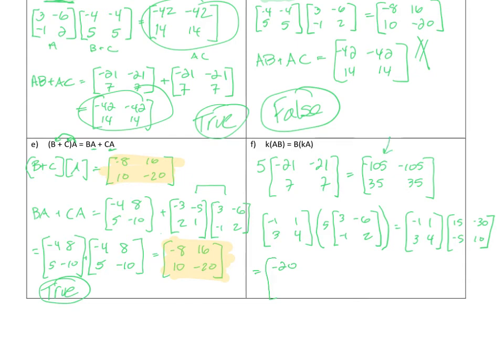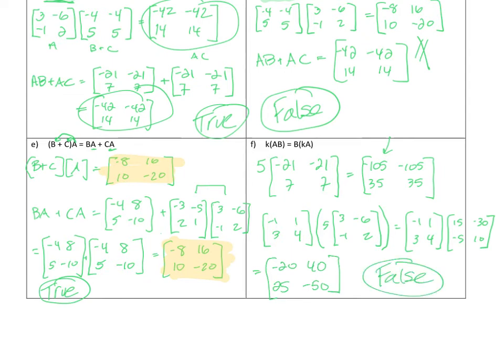I'll just quickly finish this. So I get 30 plus 10 is 40. And then 15 times 3 is 45. 45 minus 20 is 25. And then -90 plus 40 is -50. Those are not the same, so this is false.